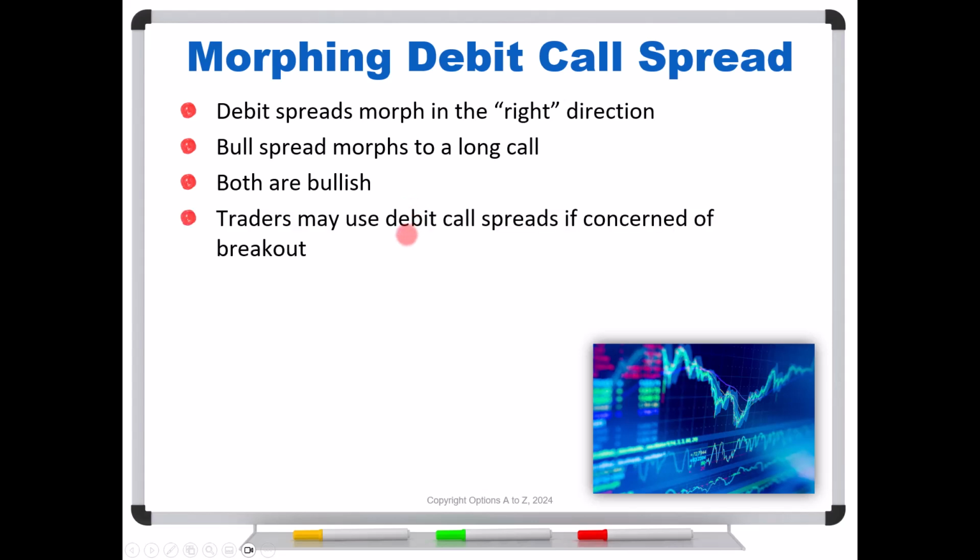So traders will use debit spreads if concerned about a breakout. They could use put spreads if they're worried about it breaking down. They would buy a put spread, they would close out the short, and they're just holding the long put. But the idea is that if you have a debit spread, one of the reasons, not the only reason, for using a debit spread is it's easier to morph in the right direction.